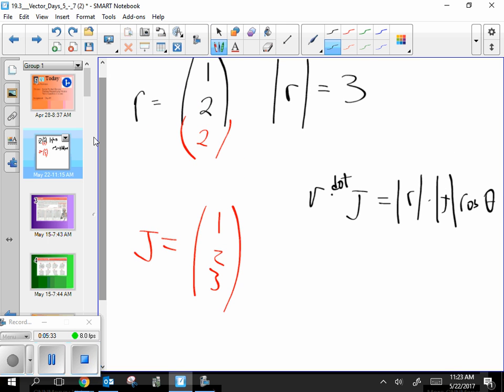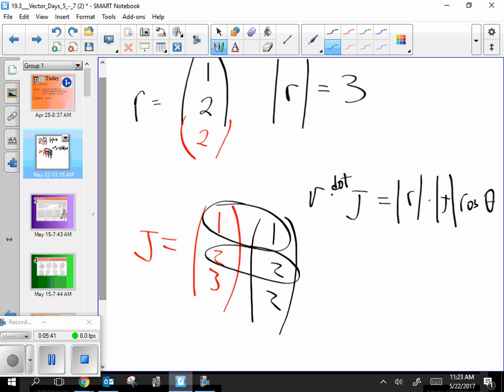The dot product of R and J: that times that, 1. That times that, 4. That times that, 6. 1, 4, and 6 adds up to 11. Sorry, just 11 is the dot product.